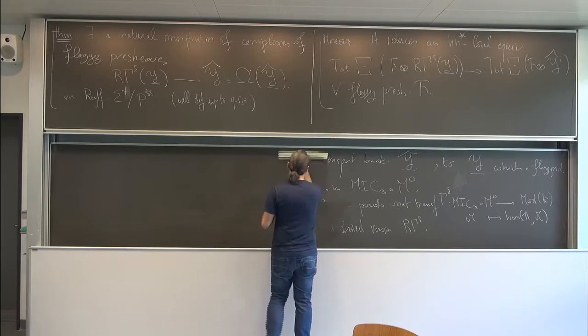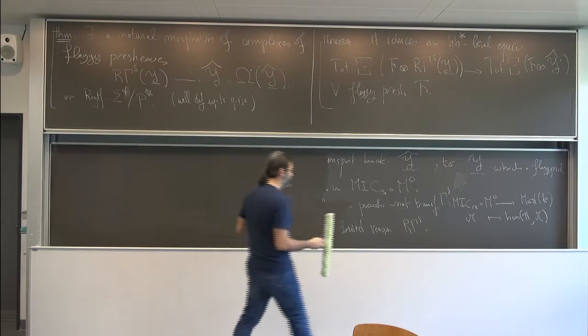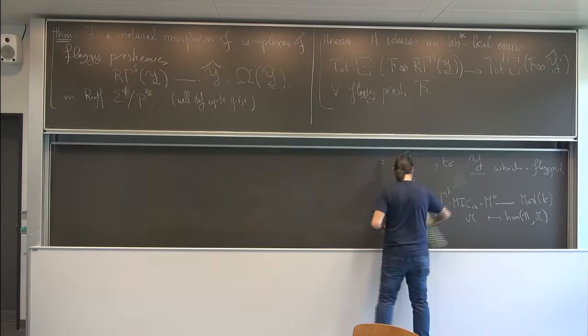And somehow, really, the essence of this theorem is to say that it doesn't really matter whether we work with omega or with R gamma delta, at least locally for the HH topology.